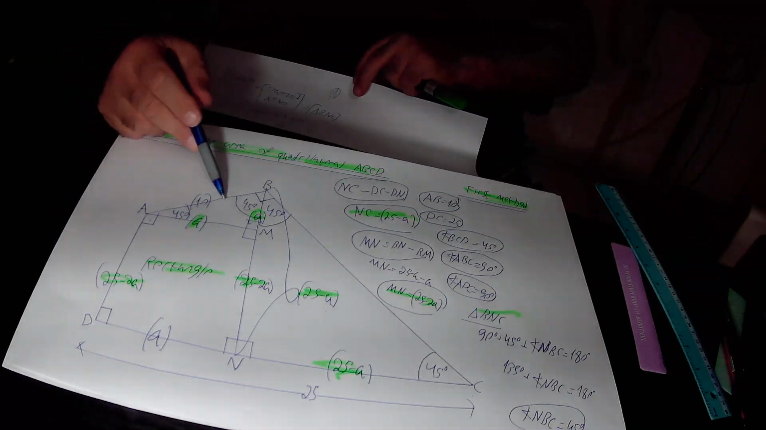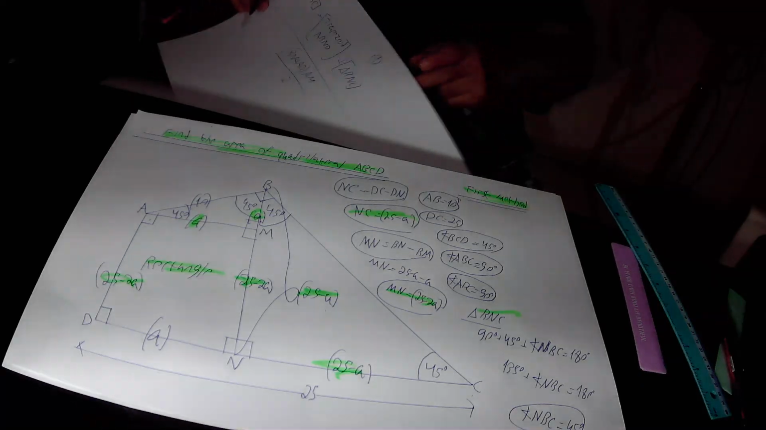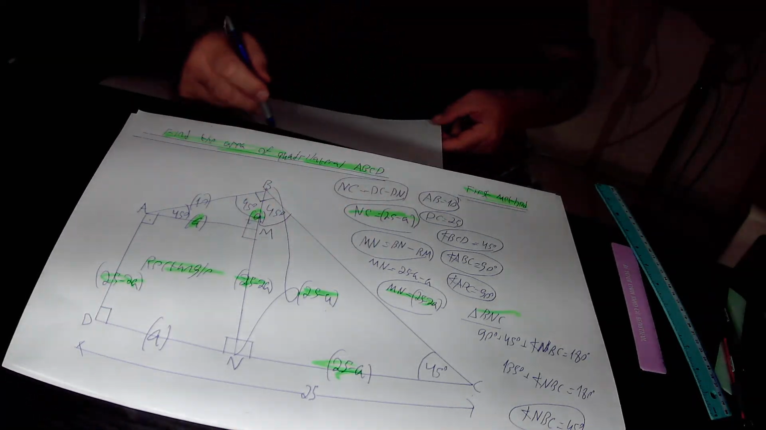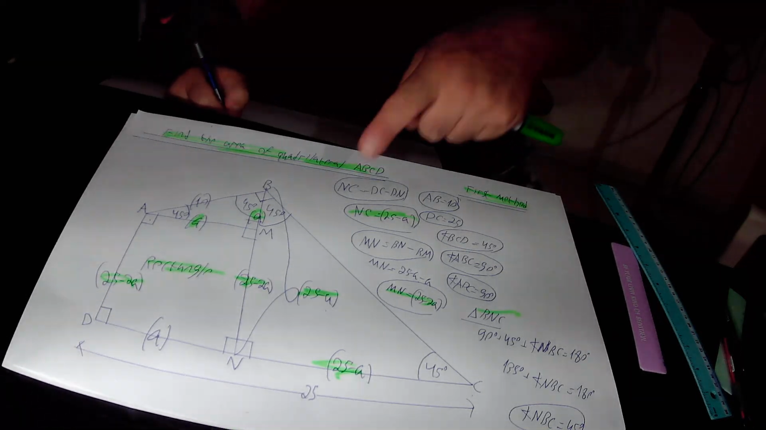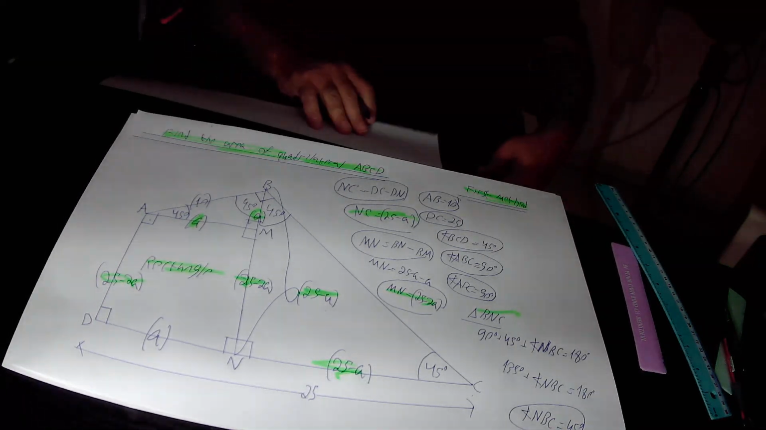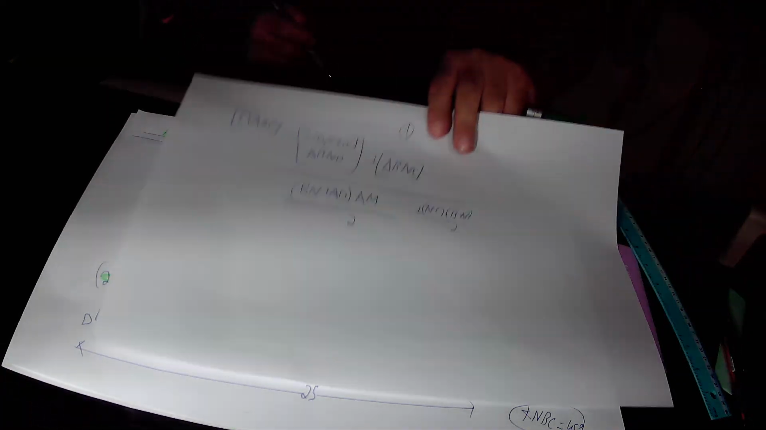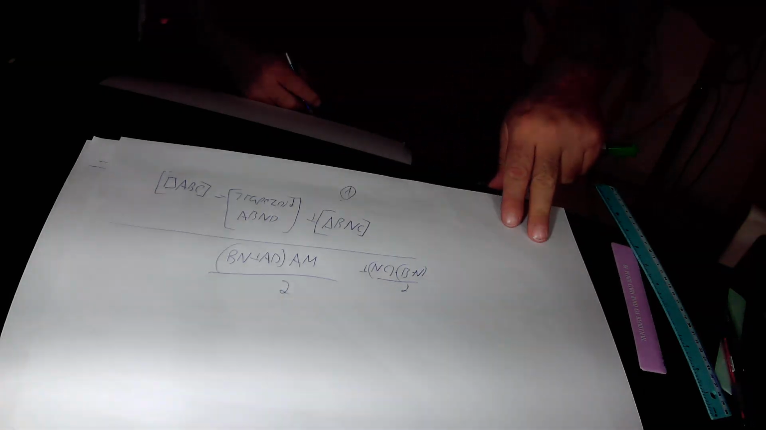Plus the area of this right triangle BNC. The area of triangle BNC equals the base NC times the height BN over 2. Repeat again, the area of the right triangle BNC equals the base NC times the height BN over 2.